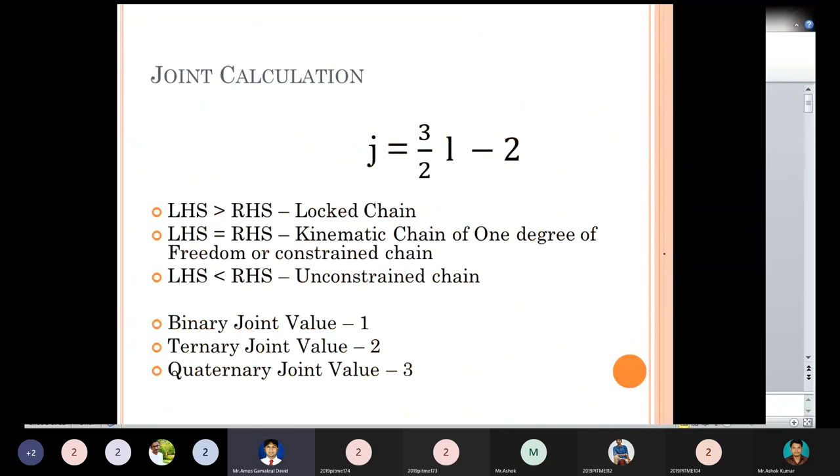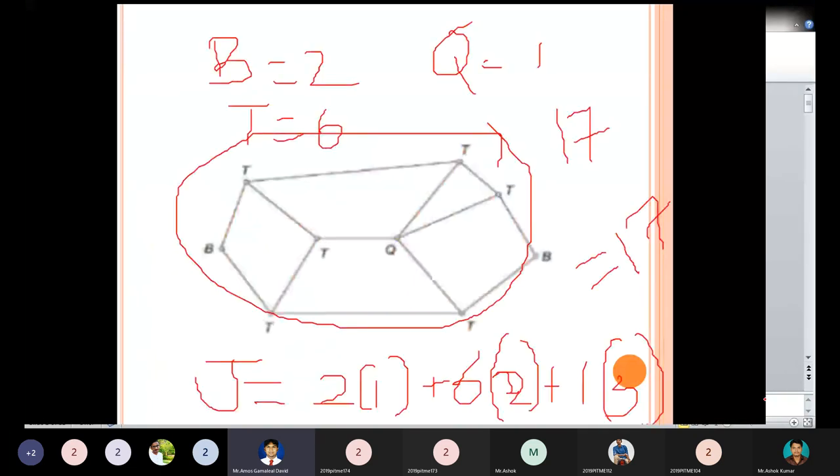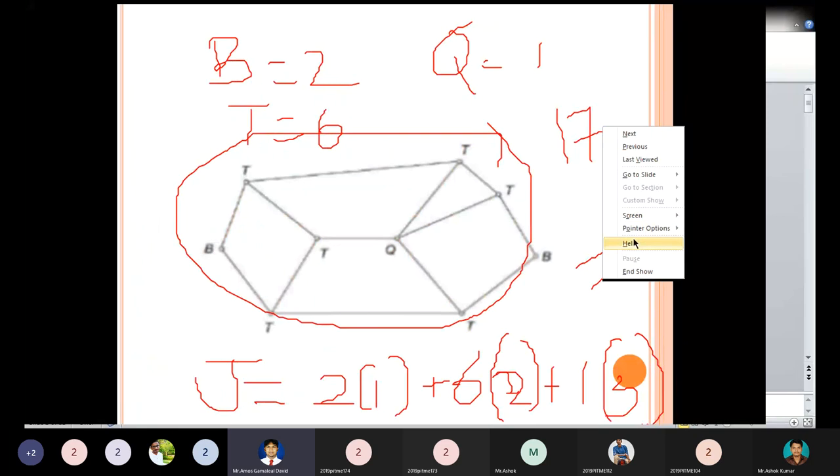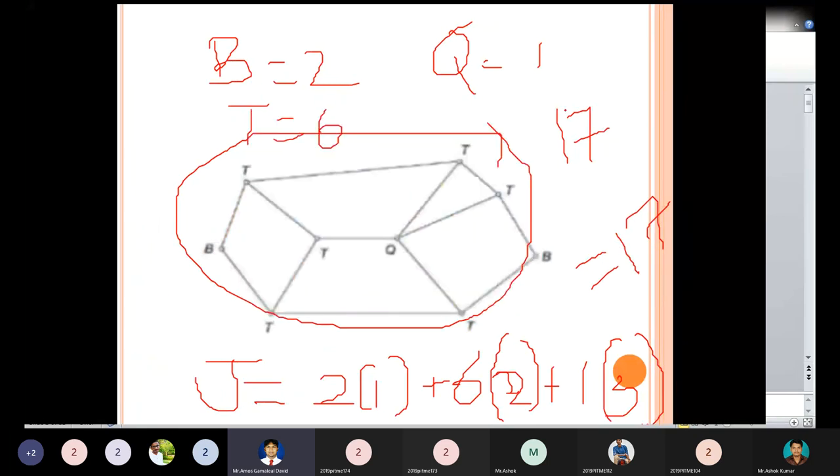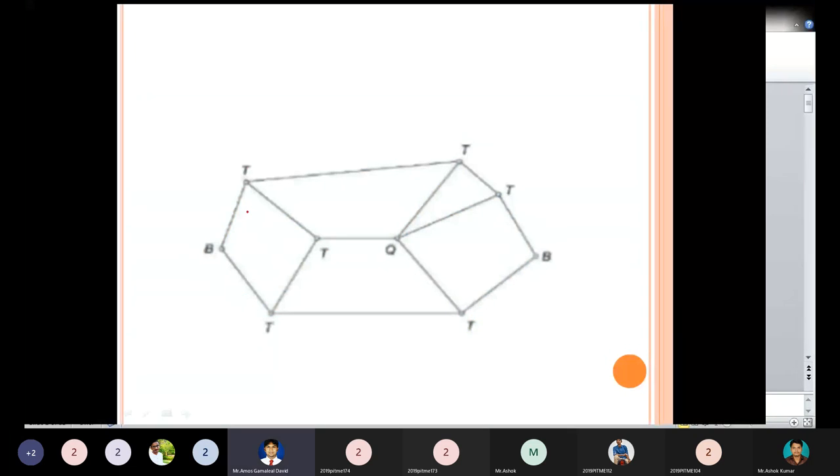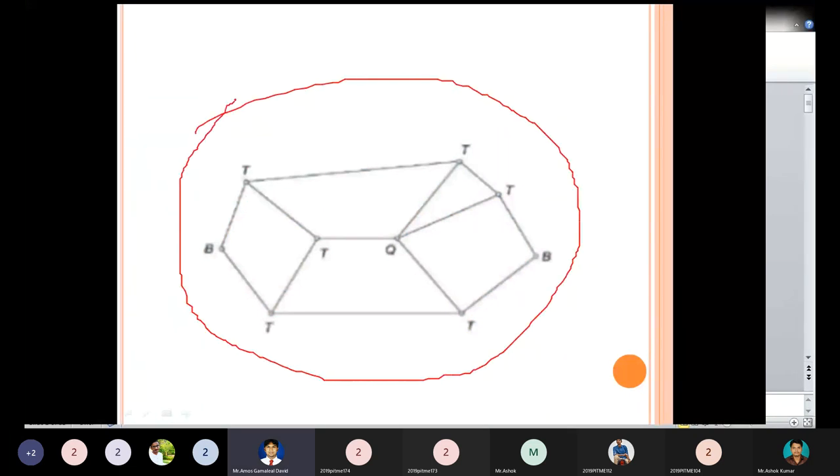Look at it. This is a calculation that we generally do. J is equal to 3 by 2 L minus 2. J is the number of joints, L is the number of links, and 2 and 3 by 2 are just constants, clear? Now look at it, I'll erase the whole thing. We have found out there are 17 joints here. J is equal to 17.